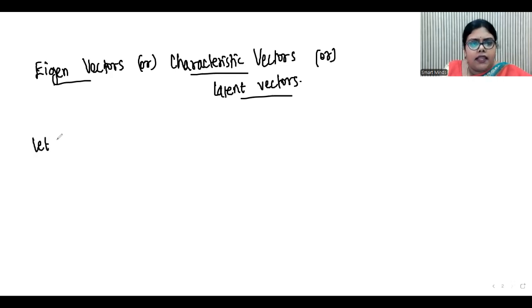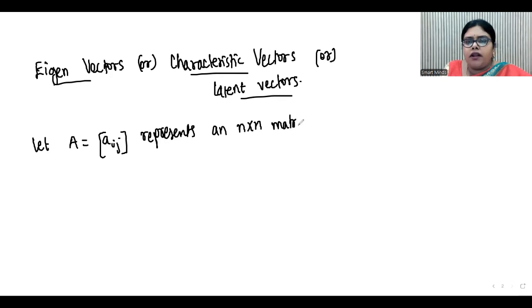Let us say A is equal to Aij, where i belongs to the ith row and jth column. Okay, so this represents an n by n matrix. N by n means square matrix. Square matrix means where number of rows is equal to number of columns.